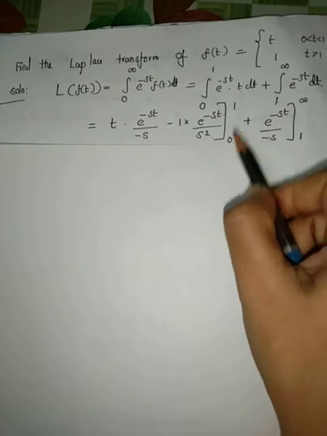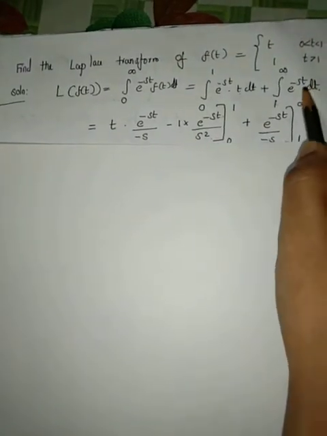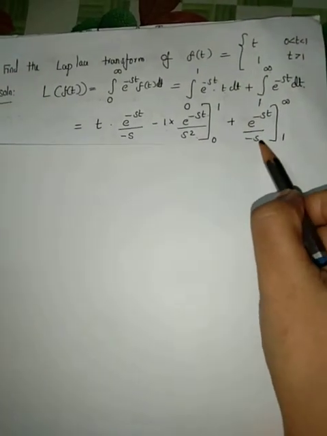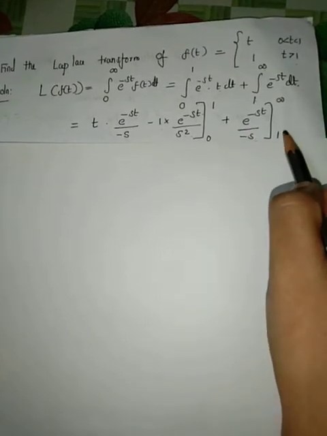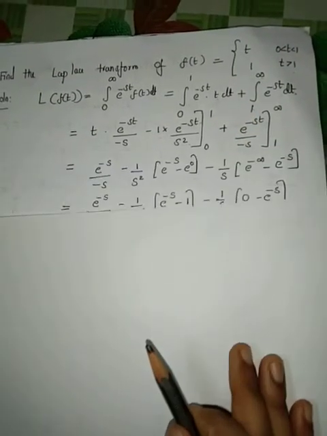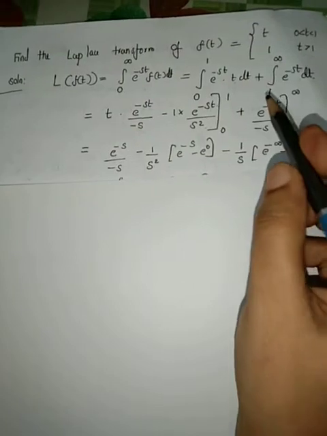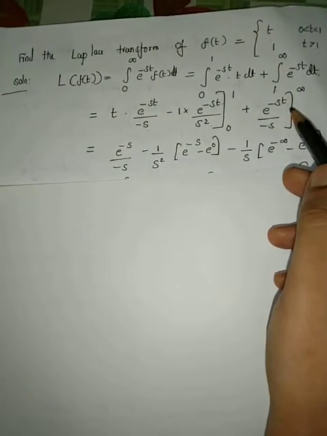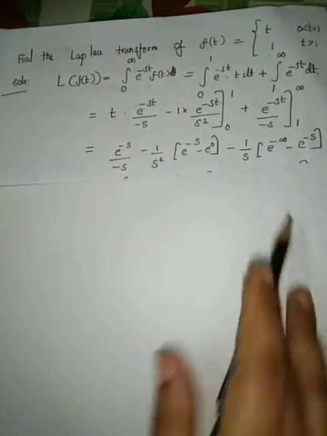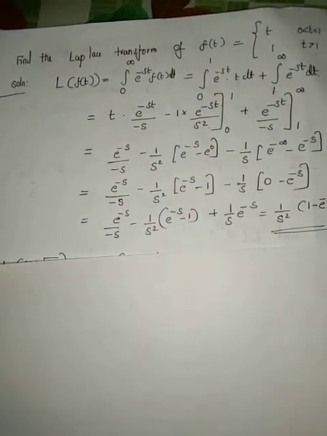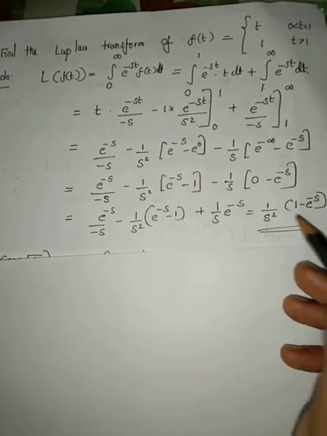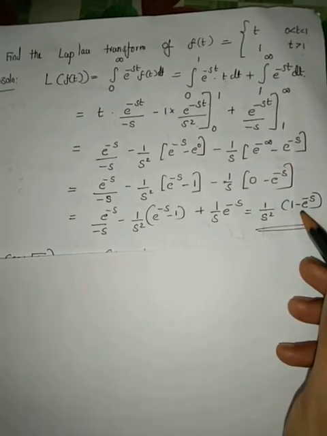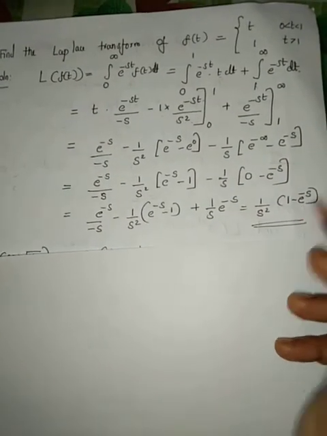Then applying the limits 0 to 1, plus the integral of the second term, e^(-st) divided by -s, with limits 1 to infinity. Then applying the limits, we use only the result e^(-infinity) is equal to 0, and we can find that the Laplace transform of f(t) is 1 by s square into (1 - e^(-s)).